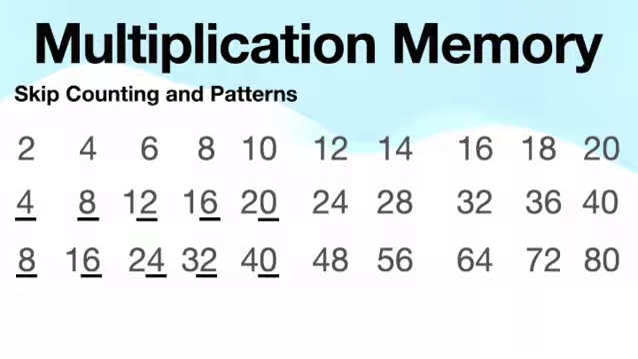So the 4s went 4, 8, 2, 6, 0. The eights go 8, 6, 4, 2, 0. And then that repeats with 48, 56, 64, 72, and then 80 ends in a 0. These are the skip counting patterns that I'm talking about.